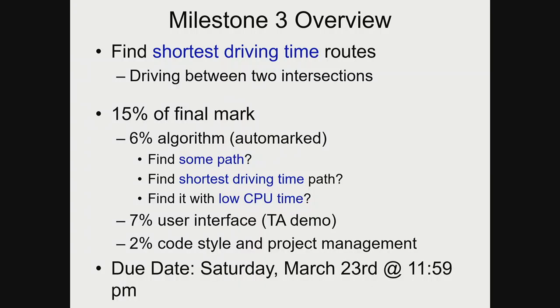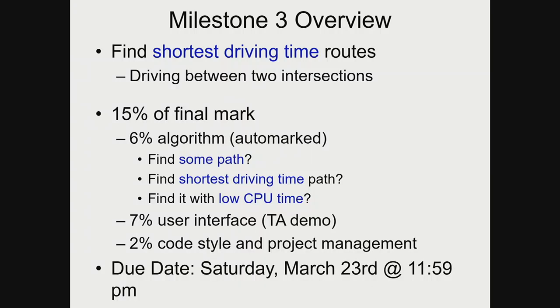The due date is, oops, that's Sunday, not Saturday. It's Sunday, March 23rd at 11:59 p.m. So it's in less than 3 weeks. You still have a little bit of time. When did you say it was due? It's Sunday, March 23rd. Yeah, this is a typo. It should be Sunday, not Saturday.